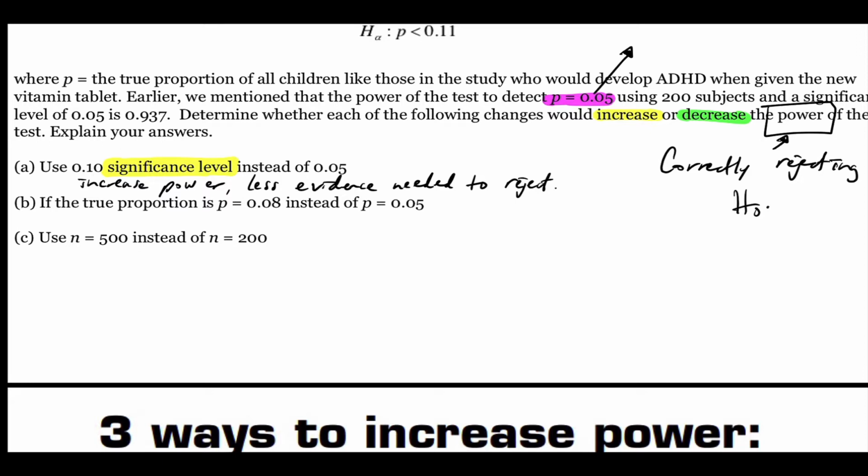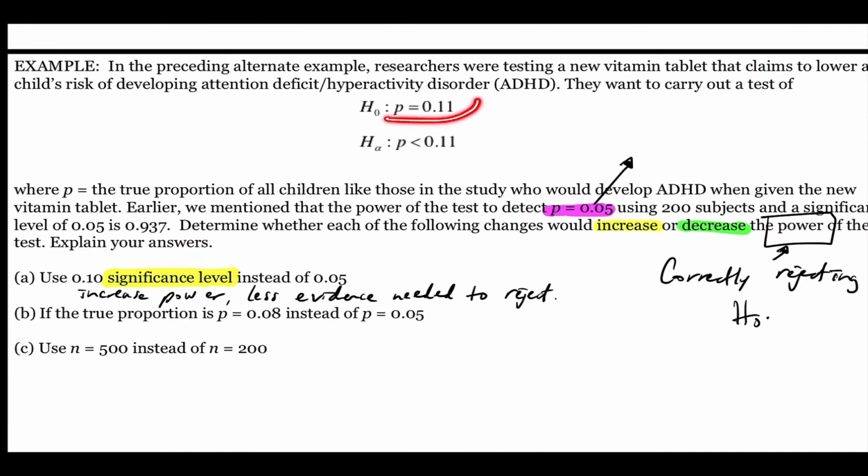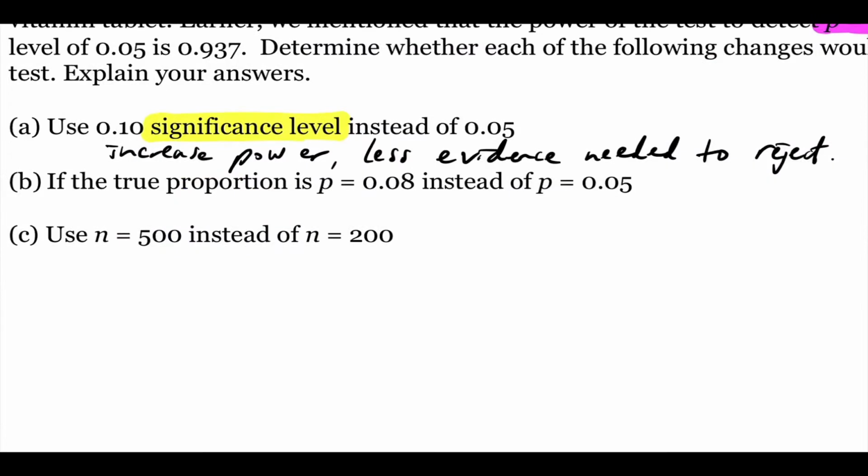Yeah, we're getting closer to the null hypothesis, right? Getting closer to what, to this number here. If you get closer to it, you're more likely to make errors. So it would decrease power because of that. Closer p to null hypothesis.